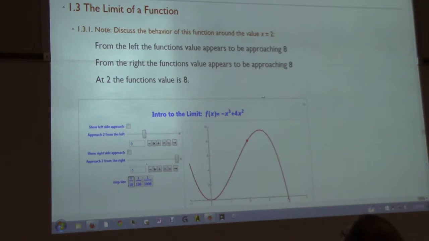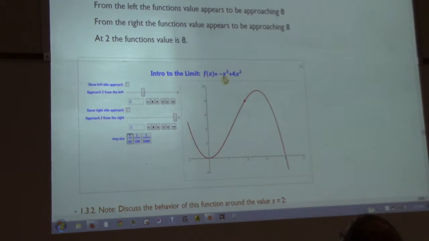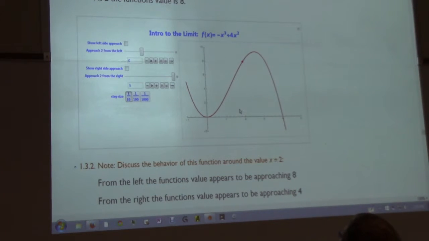All right, so we're going to start talking about something called the limit of a function. We have a polynomial function here. It's actually defined. Can everyone see that function, what it is? Negative x cubed plus 4x squared, and I've graphed it here.